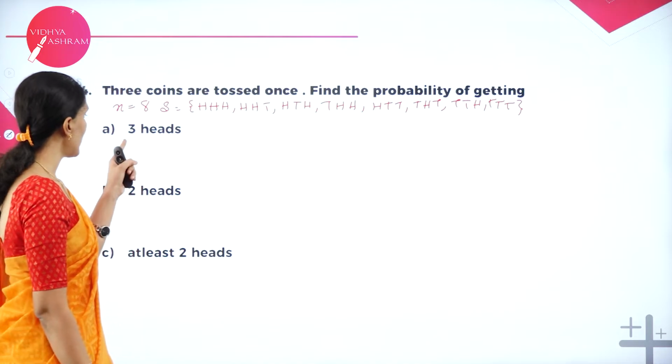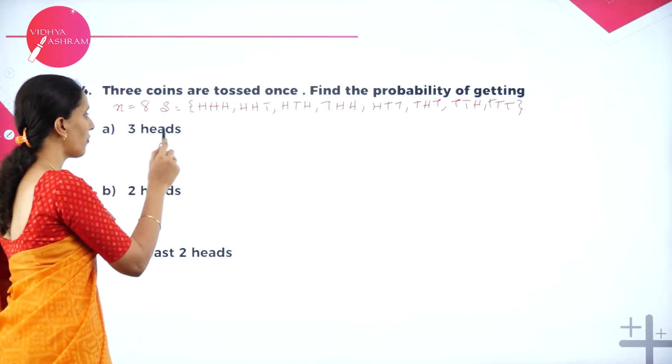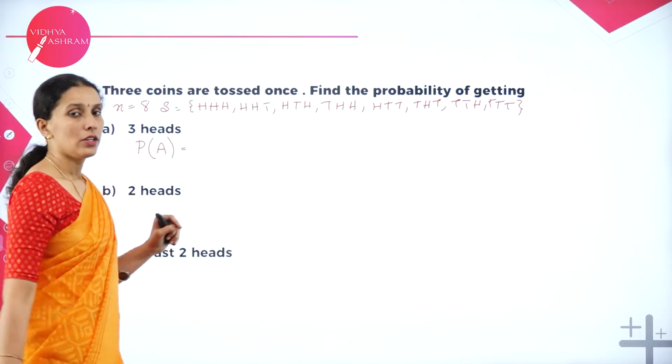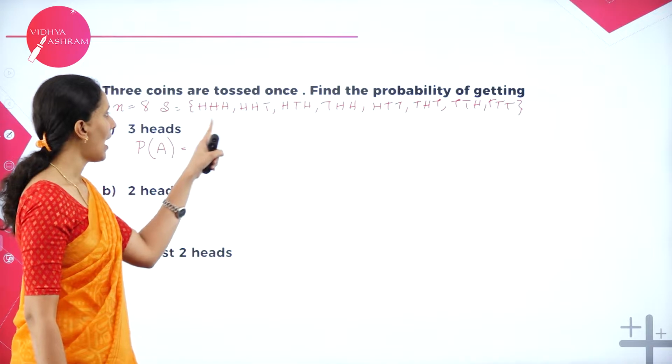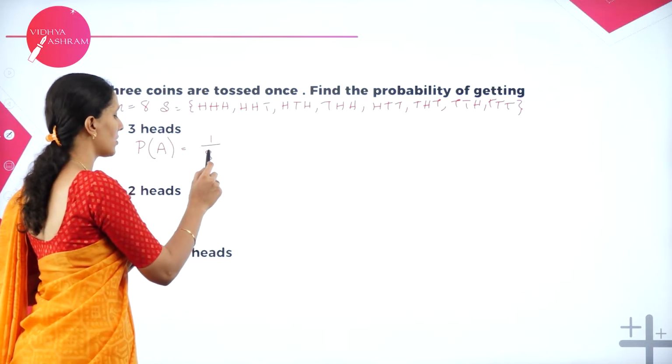Now the first one says 3 heads. So let me take A as the event of getting 3 heads. The probability of getting A: 3 heads has only one outcome. So therefore the probability is 1 by 8.